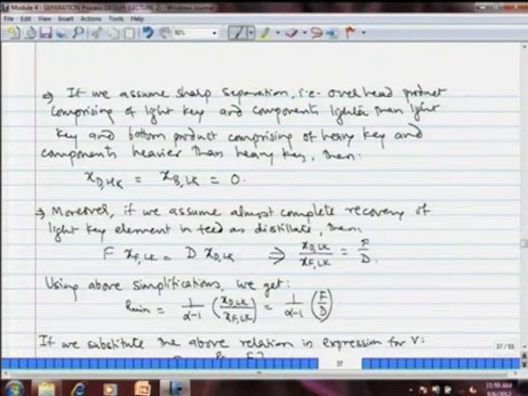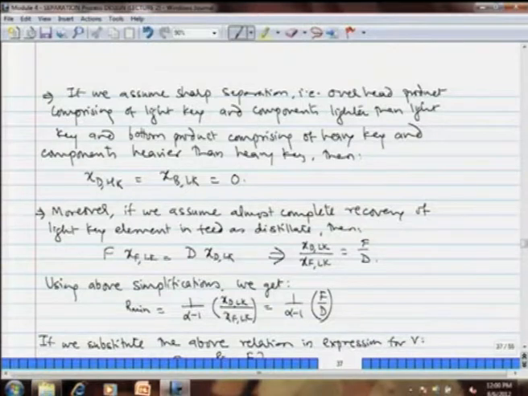Moreover, if you assume almost complete recovery of light key element in the feed as distillate, then we can say that F into XFLK, which is the total light key element molar flow rate into the column, F is the total molar flow rate of the mixture, and XFLK is the mole fraction of the light key element in it. So, F into XFLK is the total light key molar flow rate into the column, is equal to D into XDLK. XDLK is the mole fraction of light key component in distillate, D is the total distillate flow rate. So, if the recovery is complete, then F into XFLK is equal to D into XDLK, and then for the ratio XDLK divided by XFLK, we can substitute F by D.